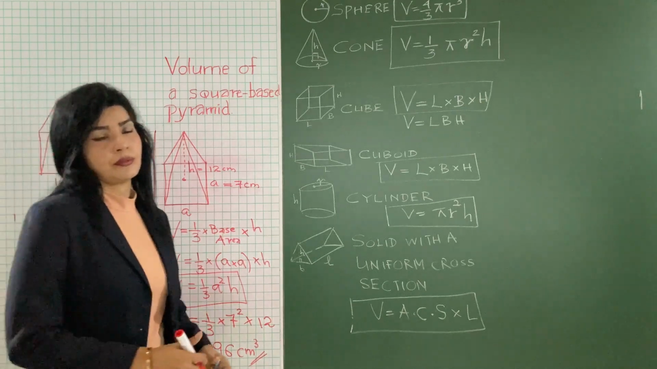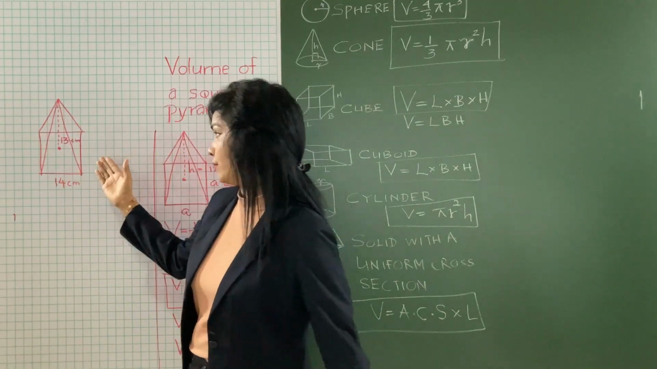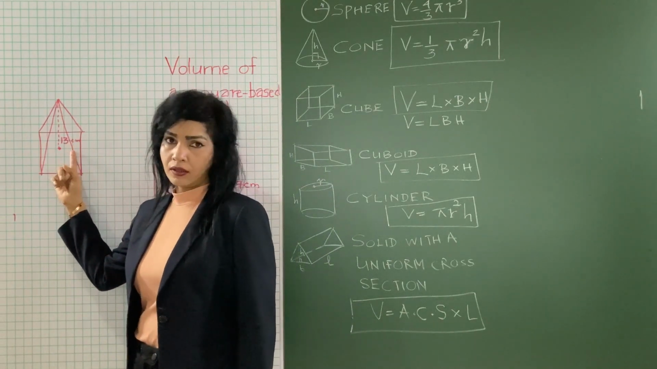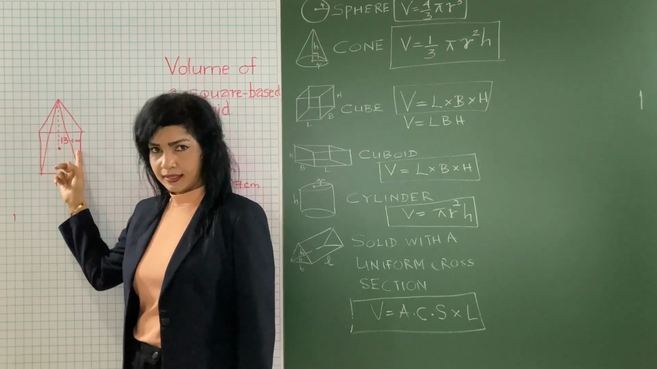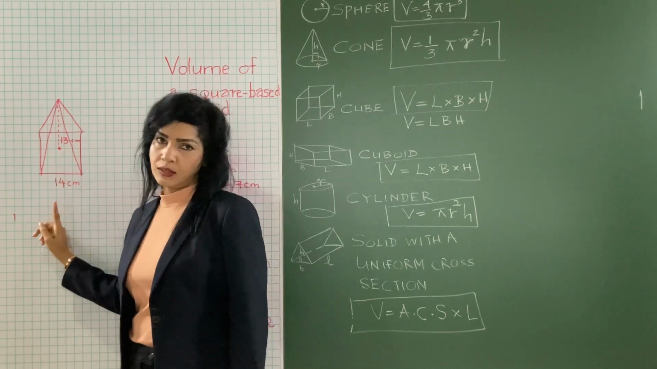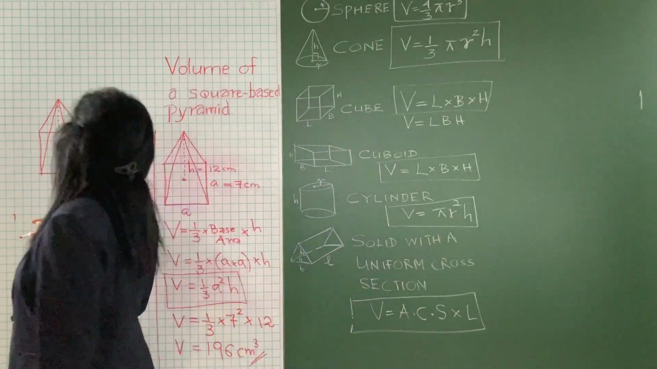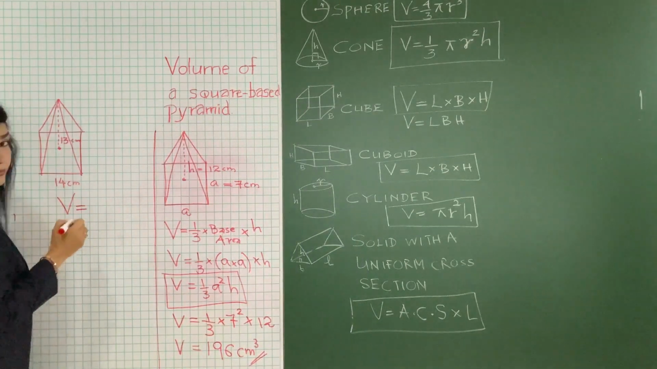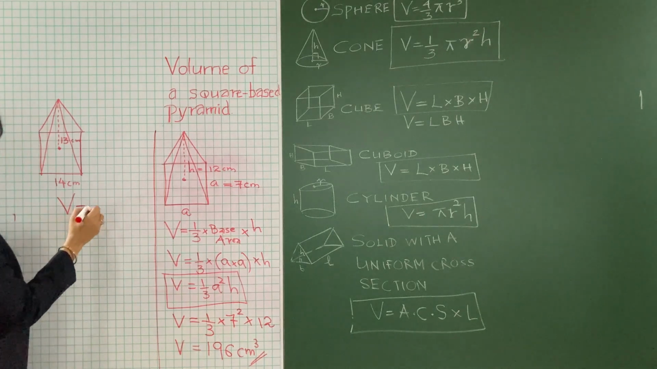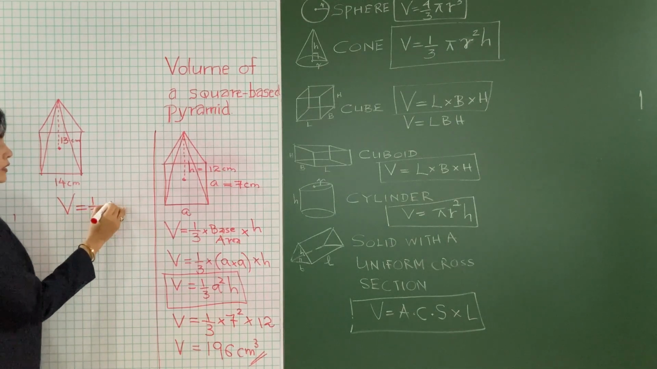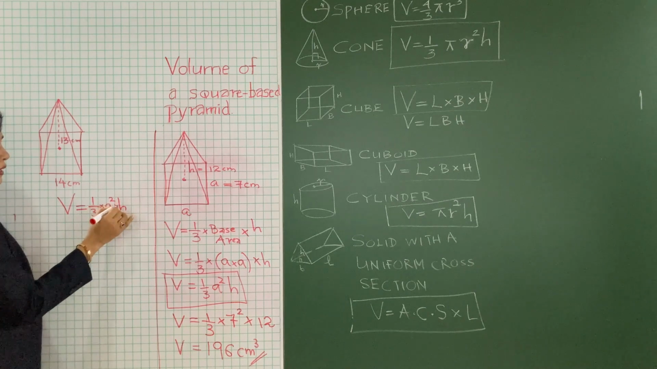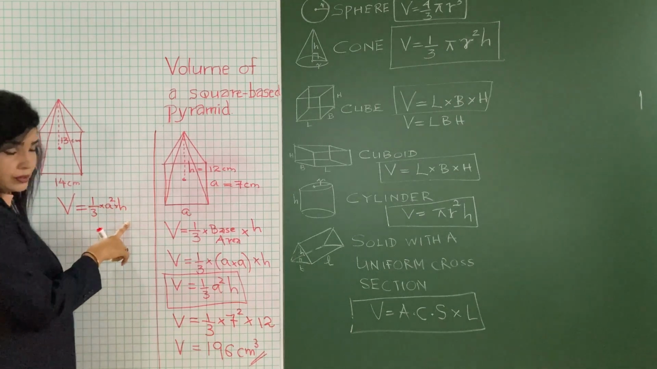So let us move on to another question. It's also a basic question. The perpendicular height of this square base pyramid is 13 and the radius is 40. So if I want to find out the volume, first I have to write the formula. Always you have to write the formula first. So it's 1/3 A square H, or else you can write 1/3 into A square into H.